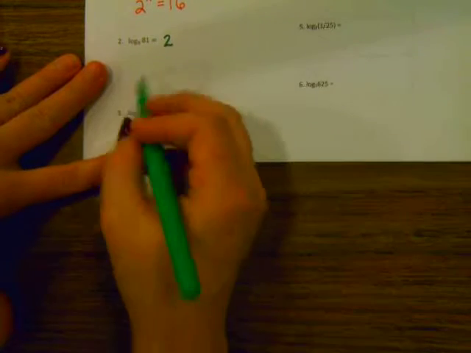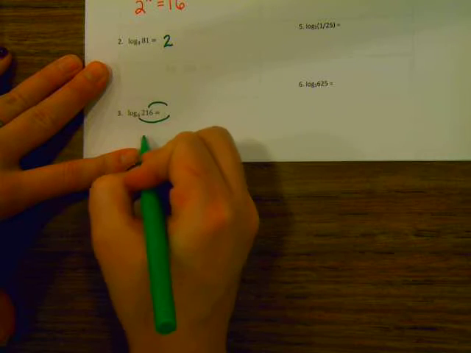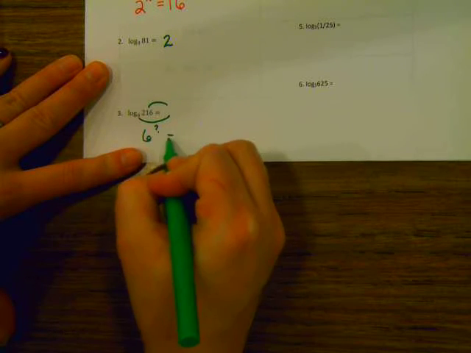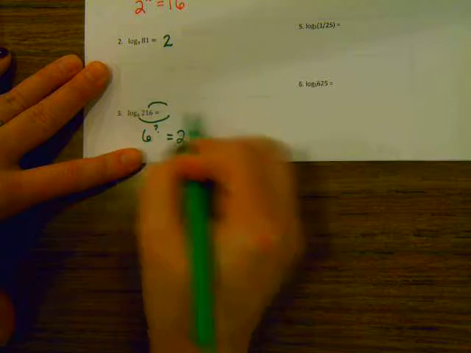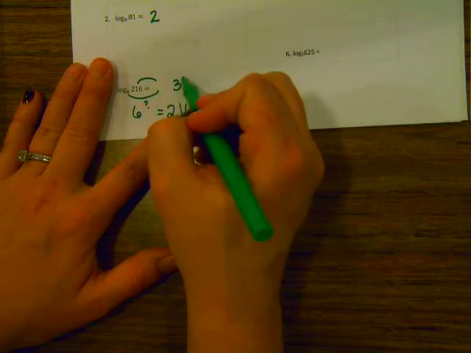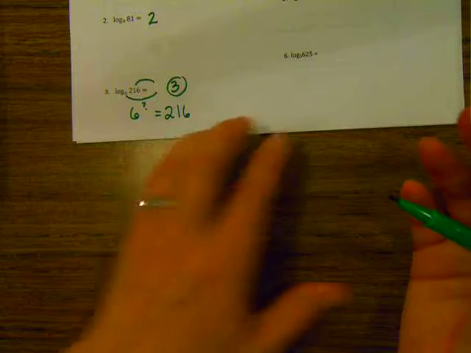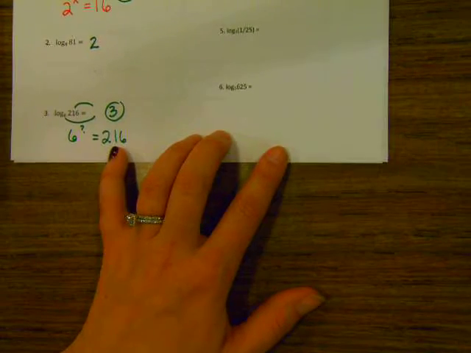Here, 6. So basically, again, when we do this loop method, this is kind of what we're asking. 6 to what power would make 216? You're trying to find the exponent. Well, clearly, 6 to the 3rd power would make 216. So 3 would be your answer. That's basically what you're doing when you're going from one form into the other and evaluating a log.